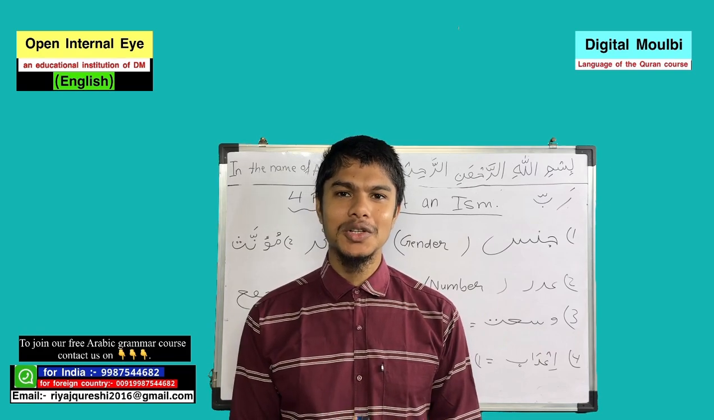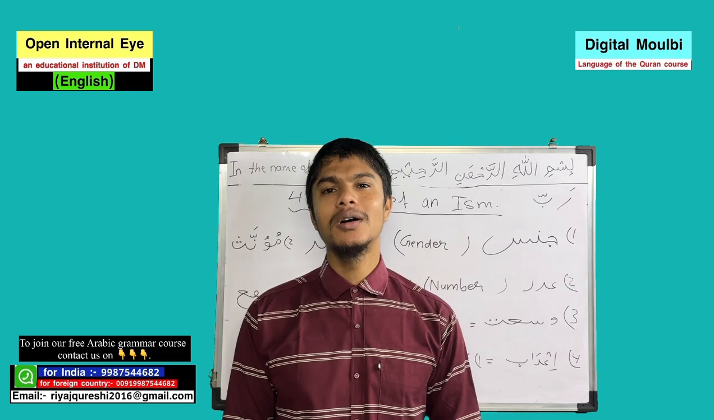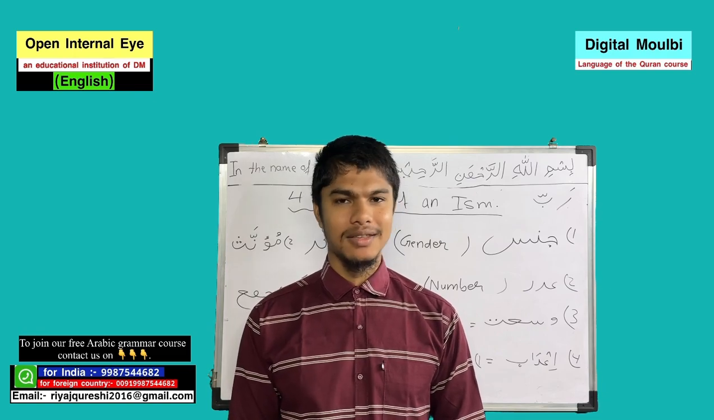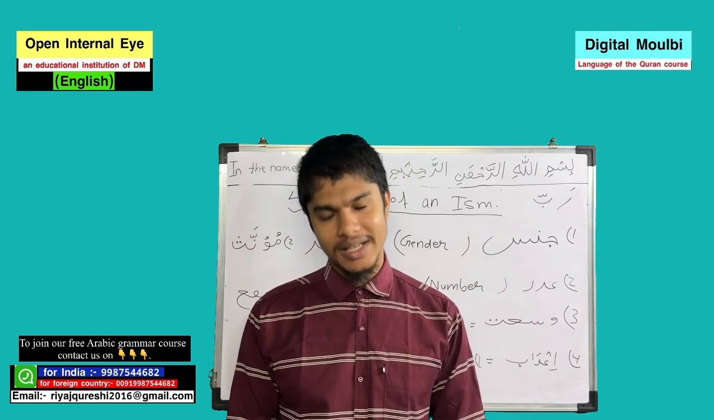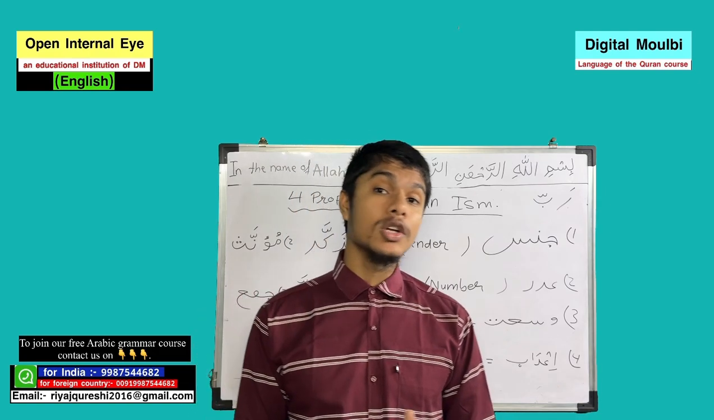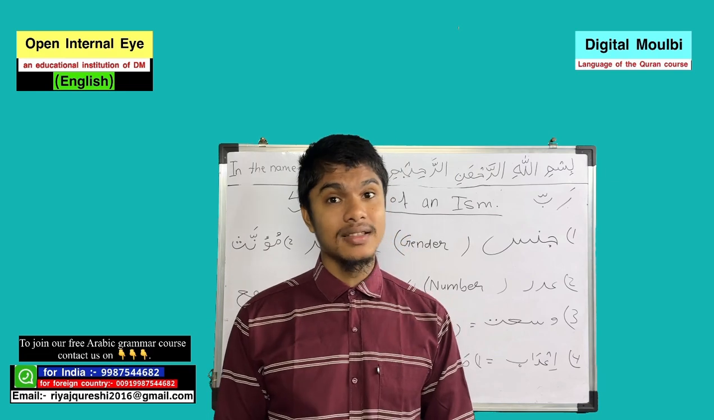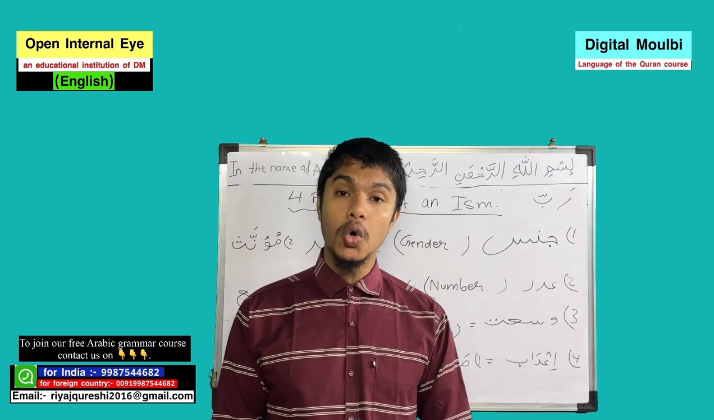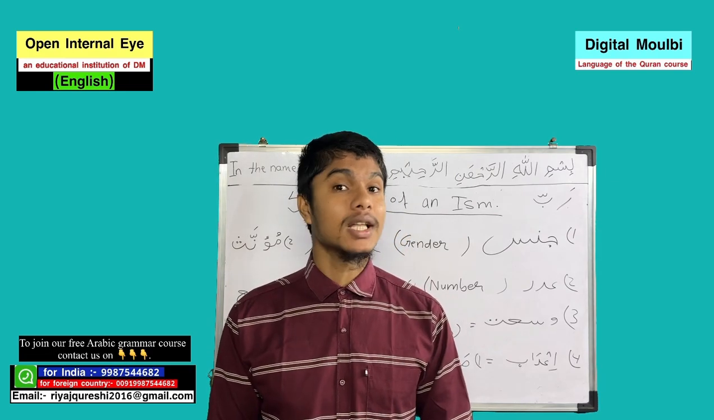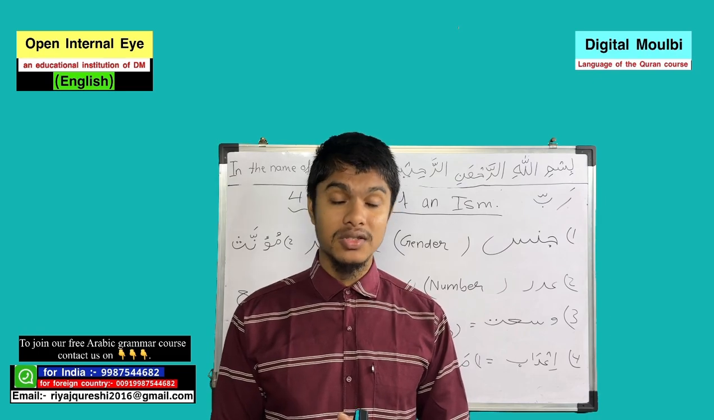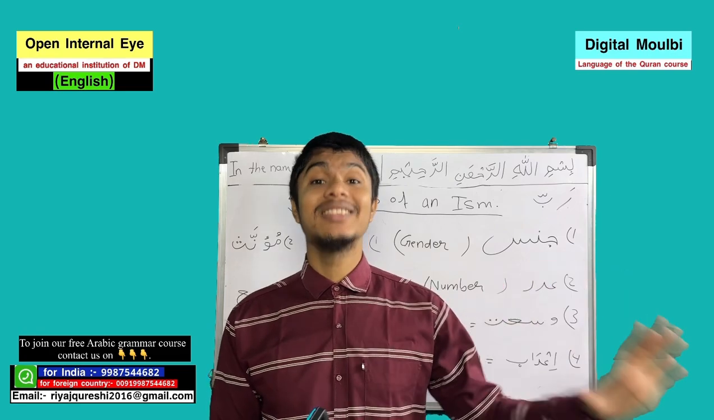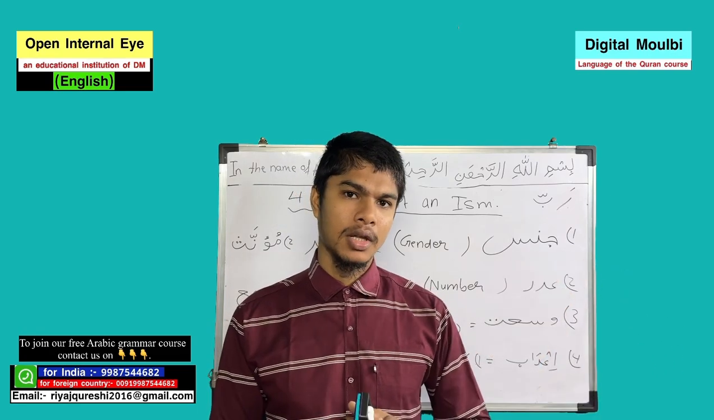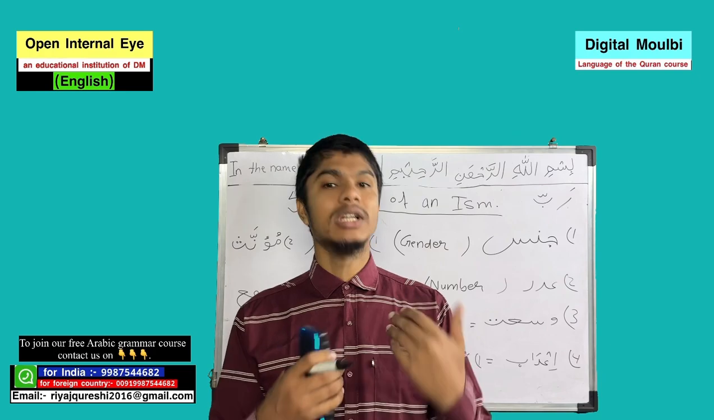So in this lecture, we are going to learn 4 properties of an ism. So why should we learn 4 properties of an ism? Because when we are going to construct a sentence with isms, we must know those 4 properties, otherwise we will not be able to construct a sentence with ism. Okay, so those are the most important things of ism. So in this video we are going to learn that.